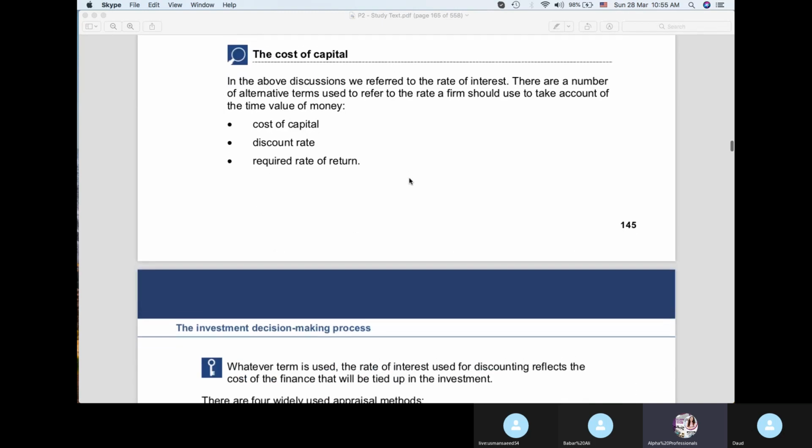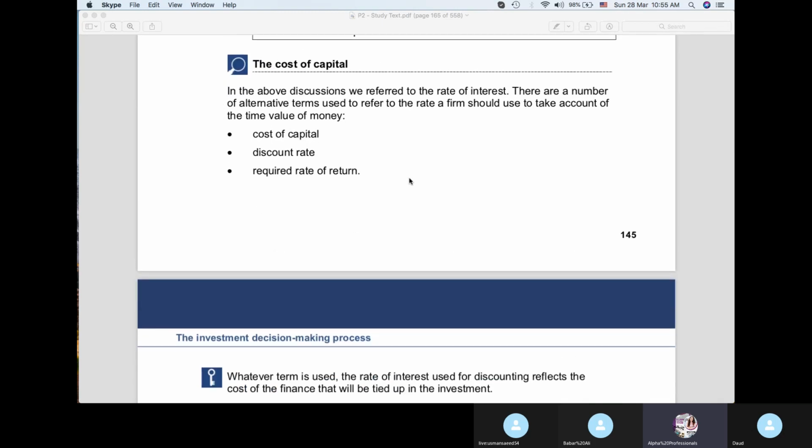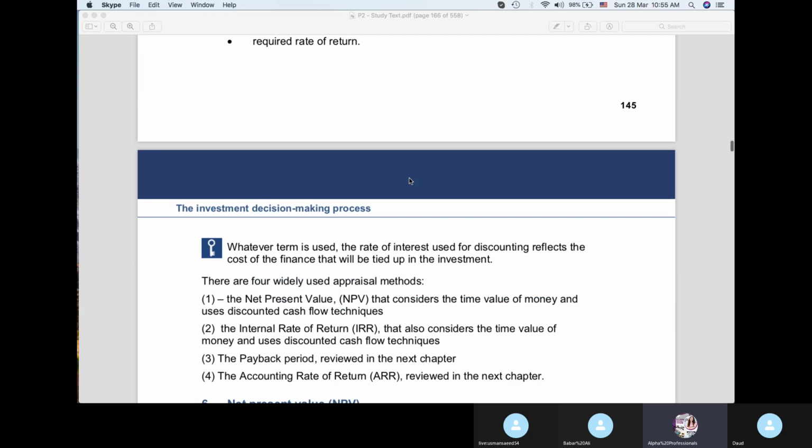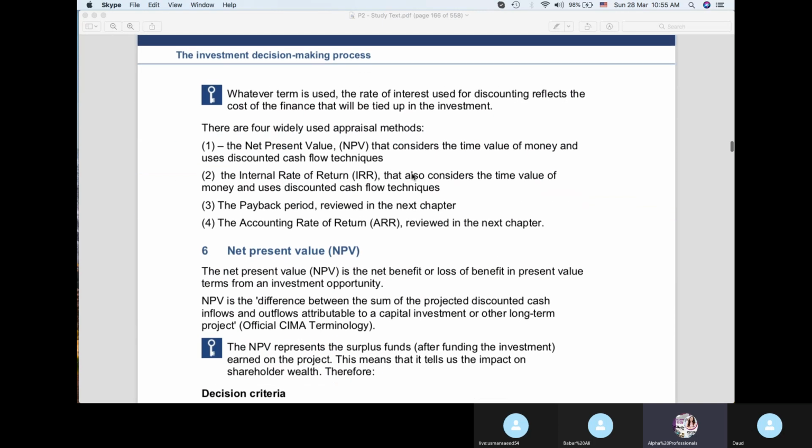The cost of capital. In the above discussion, we have referred to the rate of interest. There are a number of alternative terms used to refer to the rate a firm should use to take account of the time value of money, that is cost of capital, weighted average cost of capital, if you could recall it, discount rate, required rate of return. All these terms are used interchangeably. Whatever term is used, the rate of interest used for discounting reflects the cost of the finance that will be tied up in the investment, right?